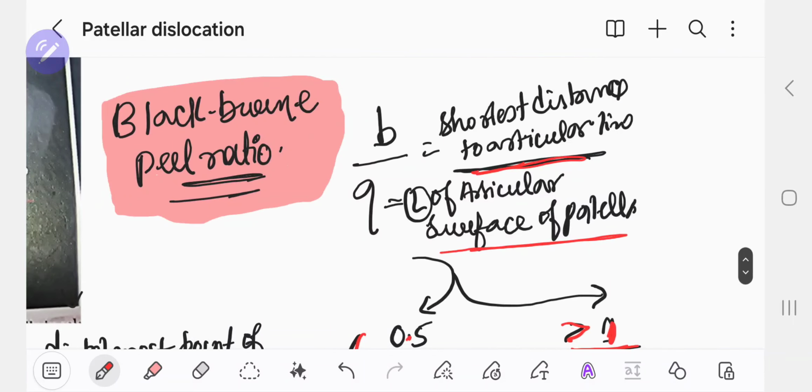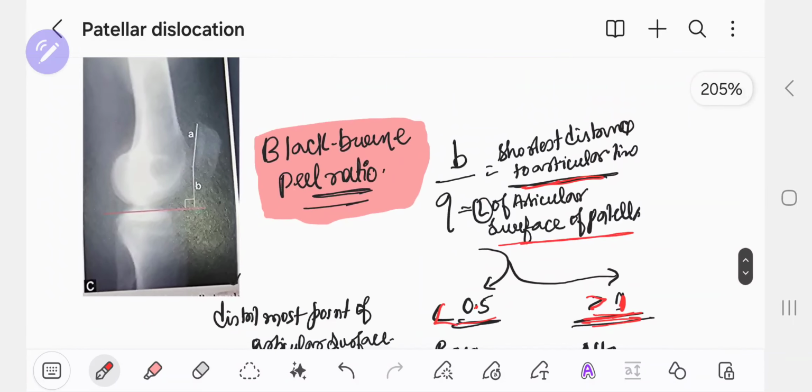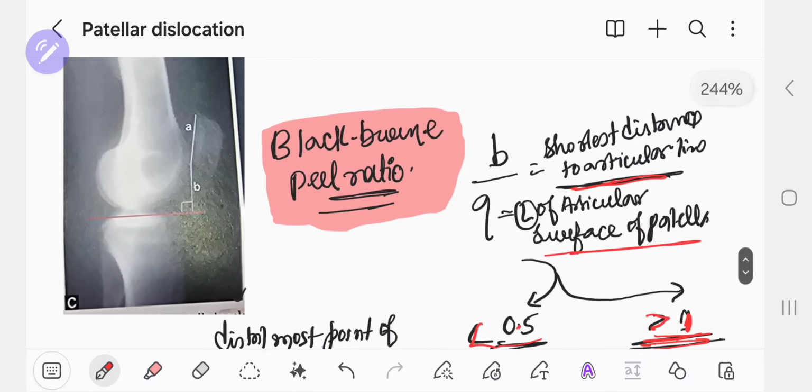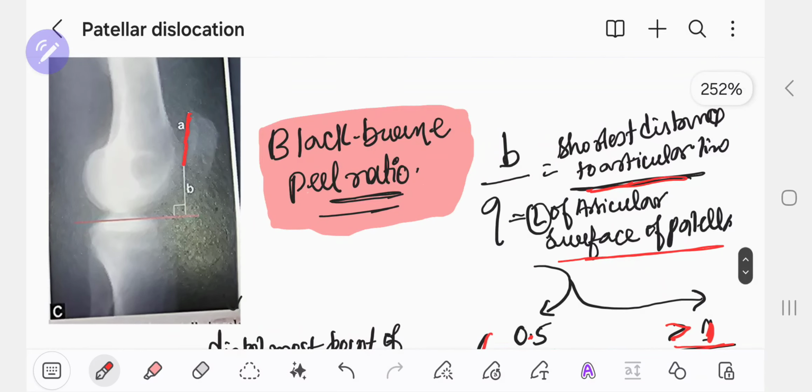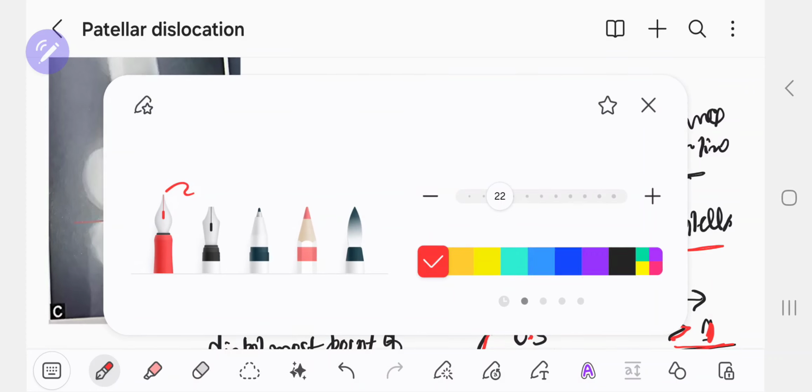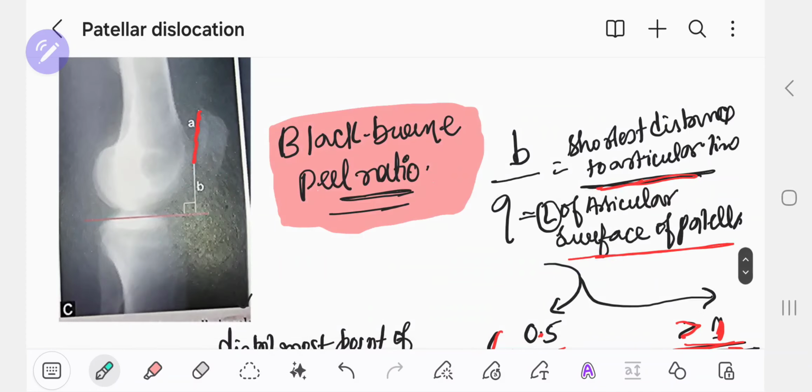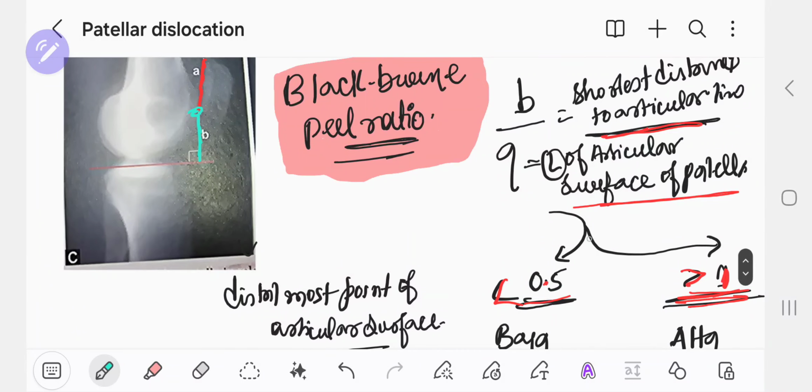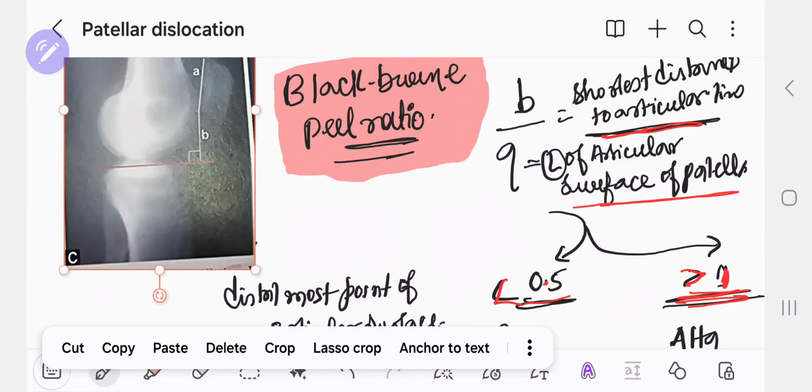The second index is the Blackburne-Peel ratio. The Blackburne-Peel ratio is the ratio between the 2 points, that is the B and the A. So what is A? A is the length of the articular margin of the patella, and B is the length from the distalmost part of the articular surface of the patella to a line perpendicular to the joint line of the knee joint. Normally it's 1 to 0.5.